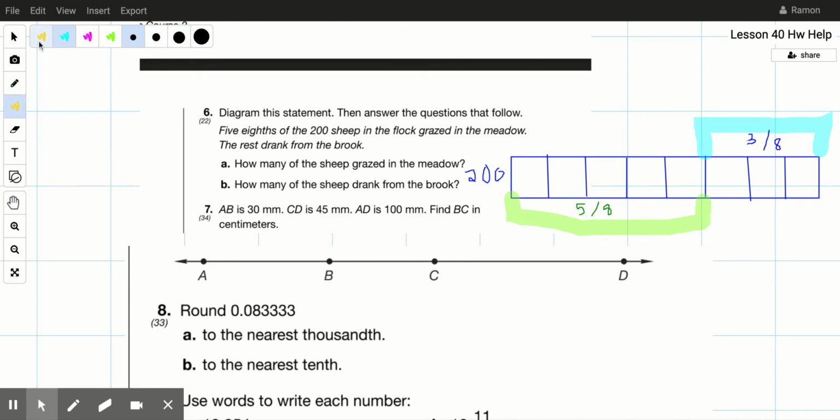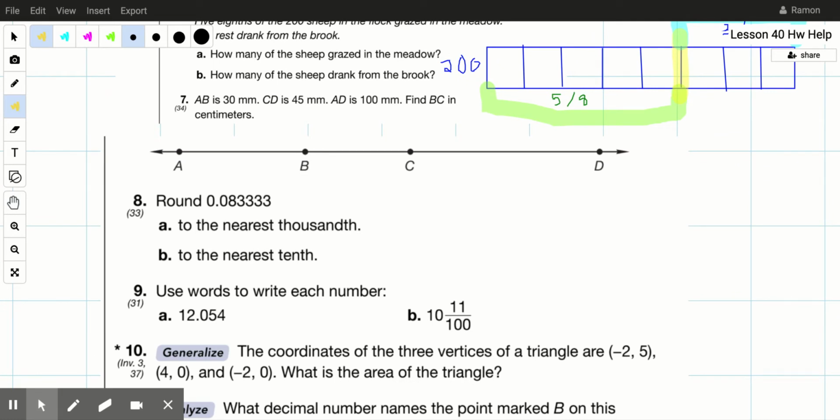So it comes down to these 5 sections total are how many were in the meadow, and these 3 sections combined are how many were in the brook. As a reminder, 200 divided by 8 will give us what the value of each of these sections is.